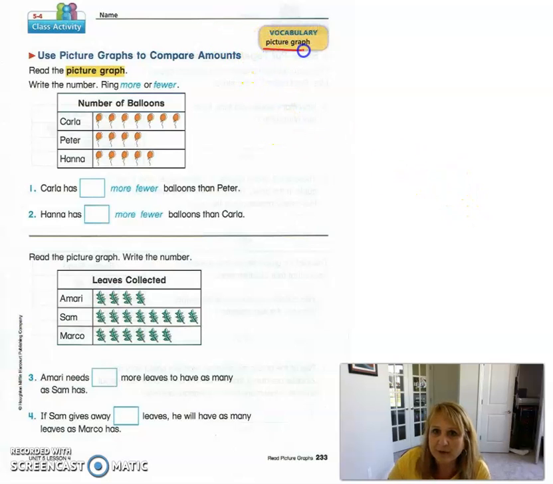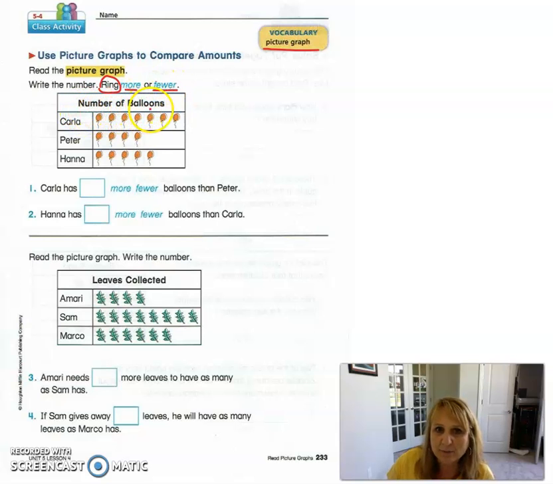Our vocabulary word is picture graph. And that just means that it is a graph using pictures. Graphing is one of my favorite chapters in math, so I hope that you have as much fun as I do with it. Use picture graphs to compare amounts. Read the picture graph, write the number, ring, and that means draw a circle around, ring the words more or fewer. So let's look at our graph.